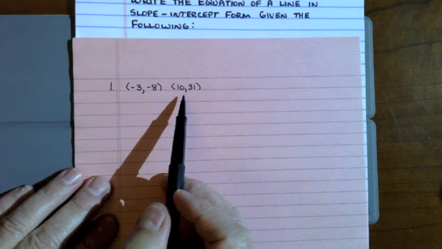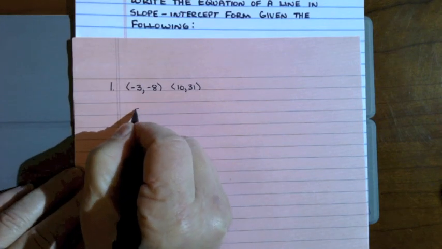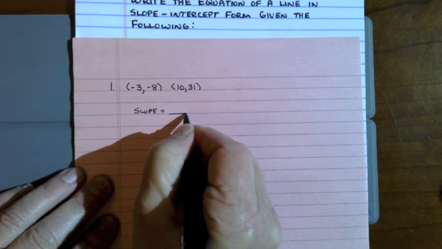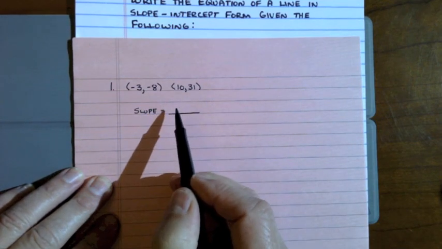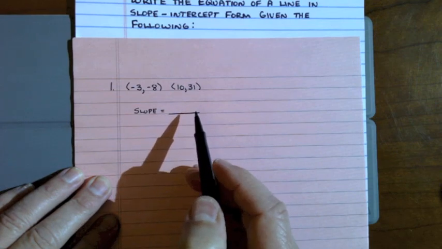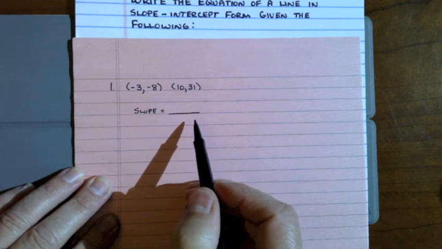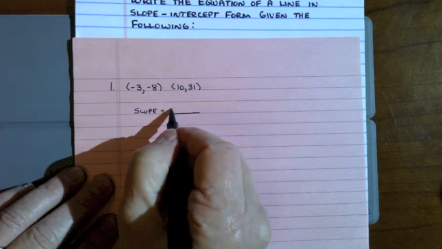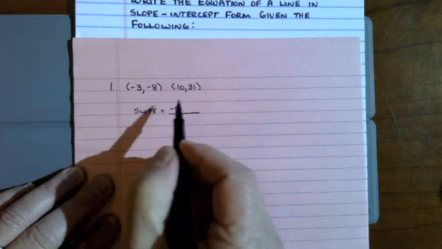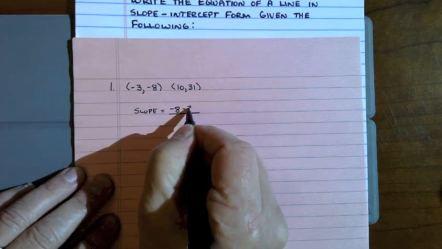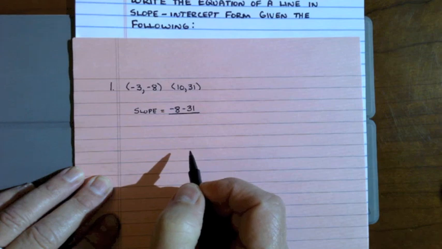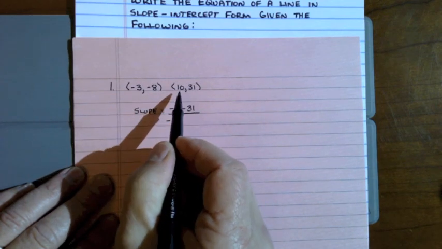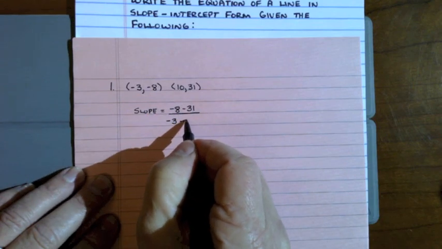Since they gave me 2 points that are on this line, I'm actually going to use the slope formula to figure out what the slope is. Remember, the slope formula: you take your y's, subtract them, put it in the top of the fraction, take your x's, subtract them, put it in the bottom of the fraction. My first y is -8 minus my second y. I'm going to take my first x, -3, minus my second x.